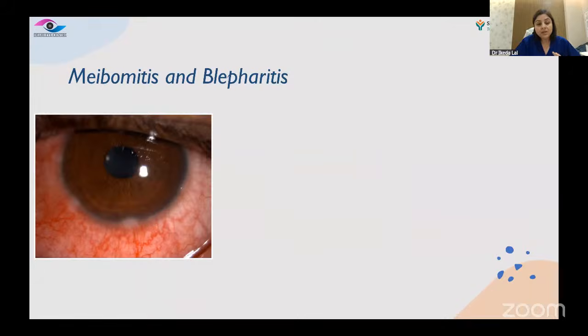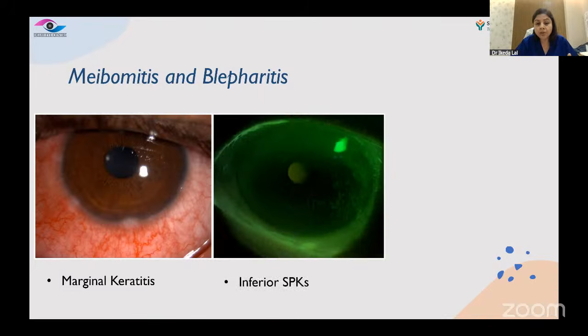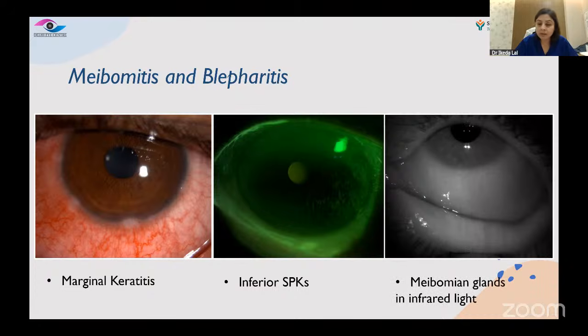Now, sometimes they can present with marginal keratitis, which can be a little confusing because it can look like limbal papillae. Typically it has been described that marginal keratitis will have a lucid interval, but this is not always the case, as we can see for this patient. Here, the infiltrates that we typically see will be at the area where the lid margin touches the cornea. So this is something that will help us in differentiating between the two. SPKs again can be more inferior in cases of meibomitis and blepharitis, and it helps us to examine the meibomian glands in infrared light as well.